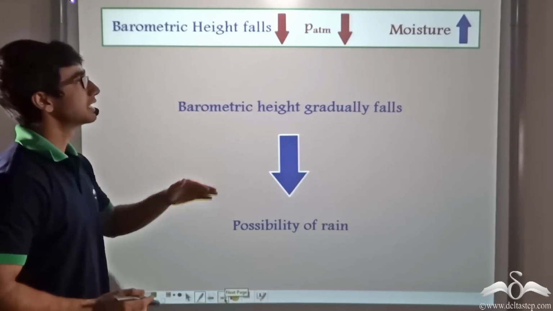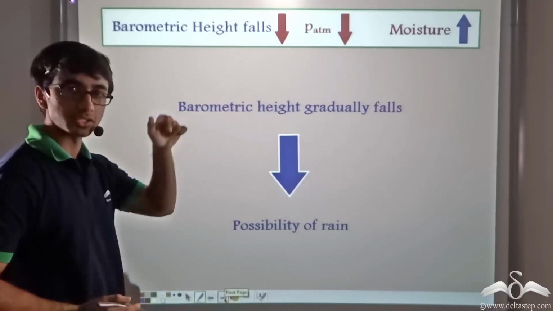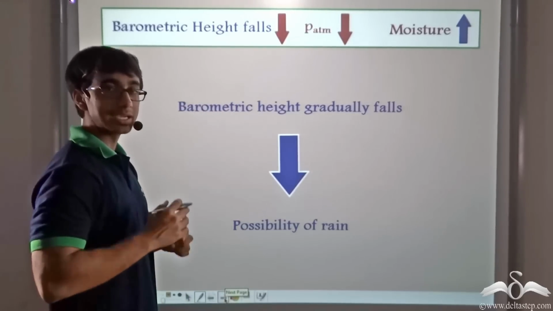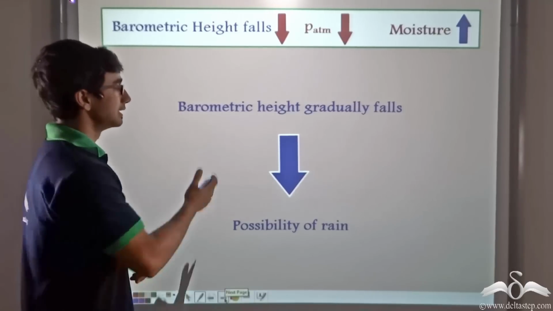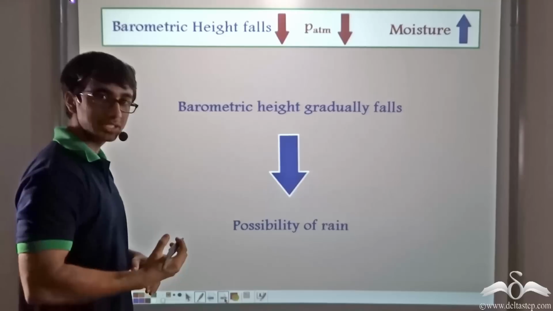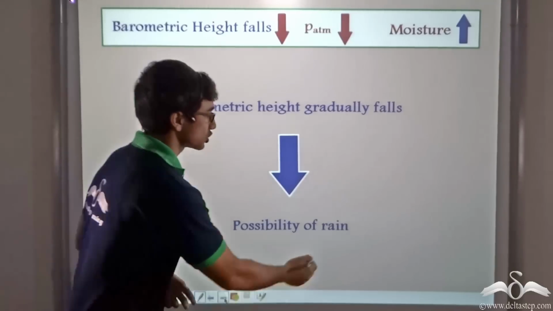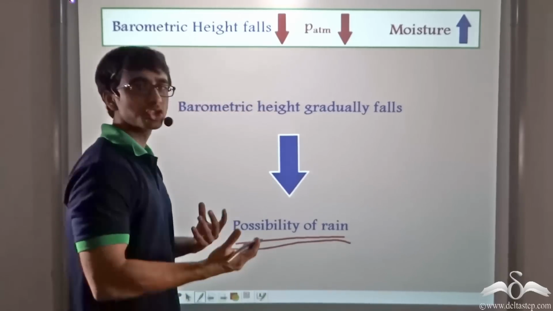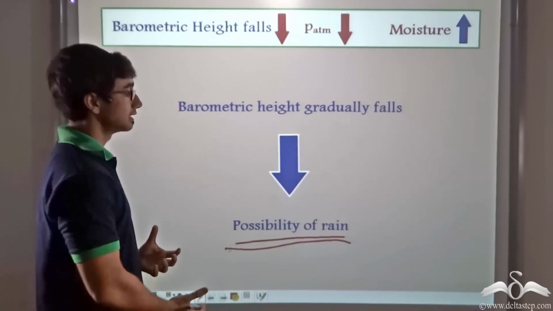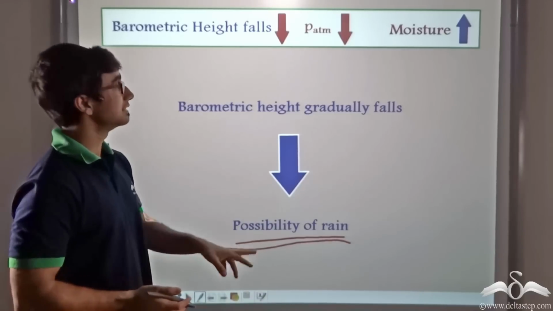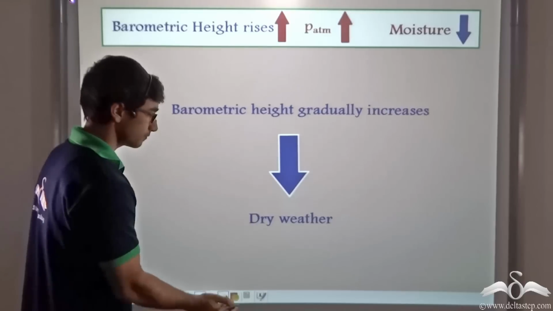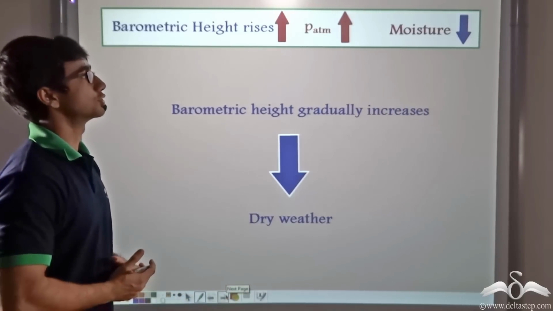On the other hand, if there is a gradual increase in moisture, it will mean that the barometric height will gradually fall. It will not be a sudden fall. This indicates that the atmospheric pressure has also fallen gradually, and this indicates a possibility of rainfall. As you might know, an increased quantity of moisture in the air means possibility of rainfall, and this is how the barometric height is helping us predict it. The converse is also true.